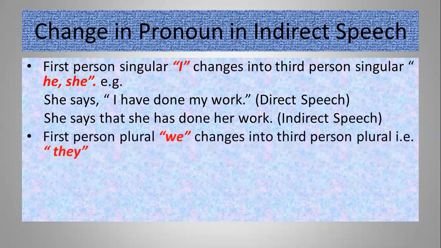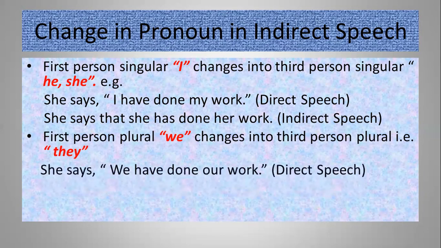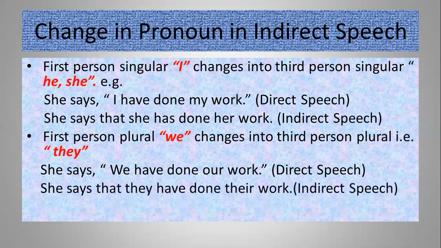First person plural we changes into third person plural, that is they. For example, she says, "We have done our work." She says that they have done their work. You can see that we has been changed into they.